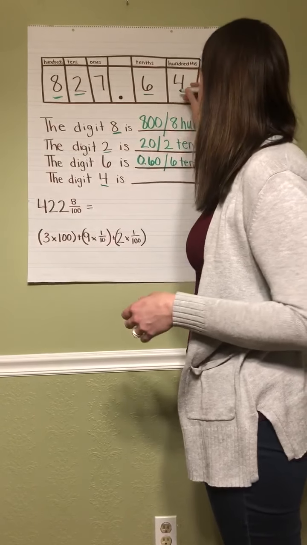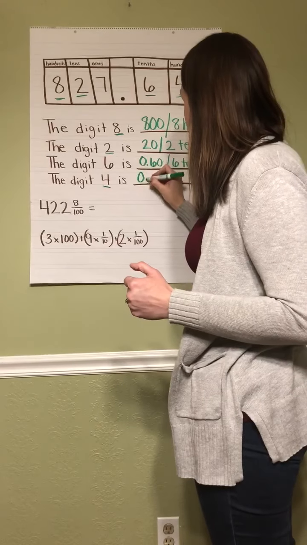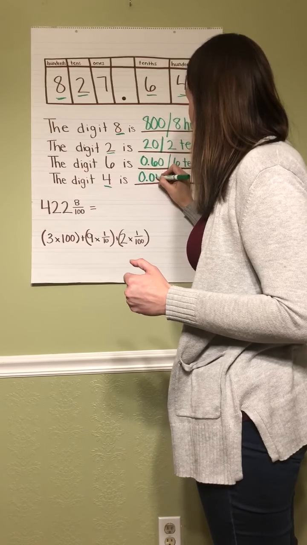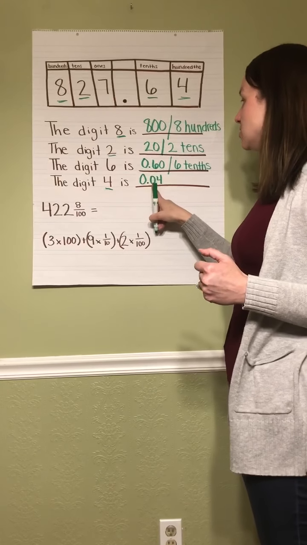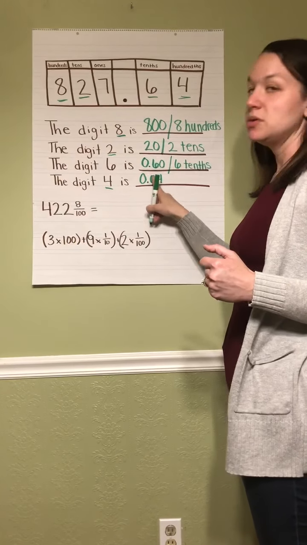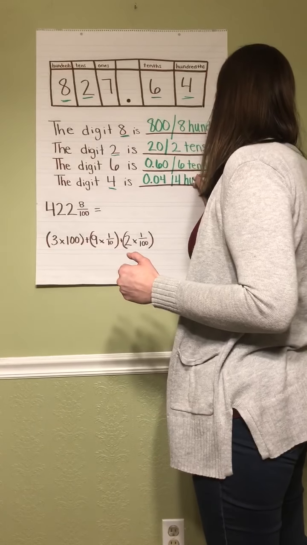The digit 4 is in our hundredths place. So again, you should show it as 0.04 because it's in our hundredths place. If you have nothing in the tens place, that means you have to show a 0 there, okay? Don't forget that. Or you should write 4 hundredths.